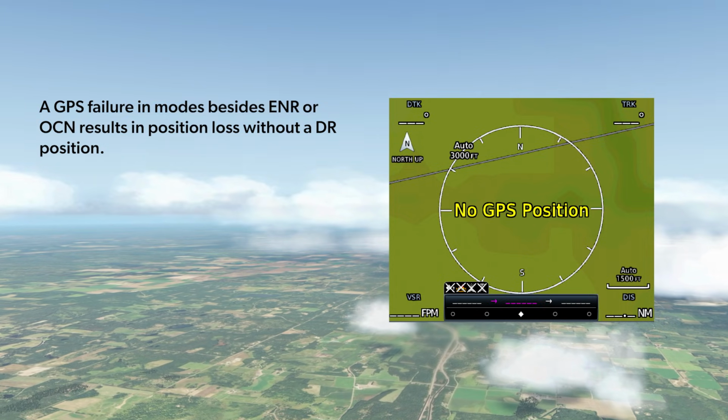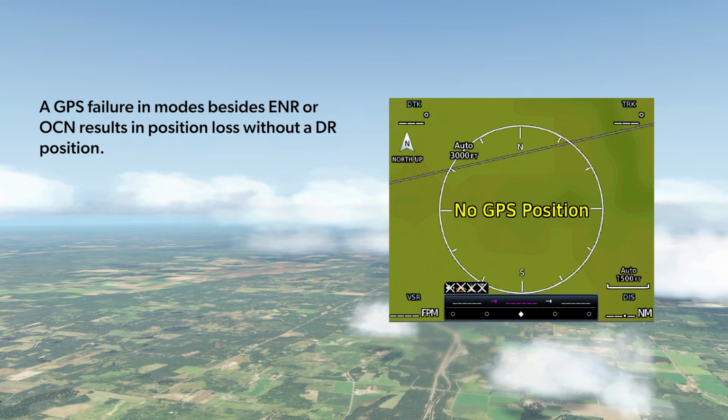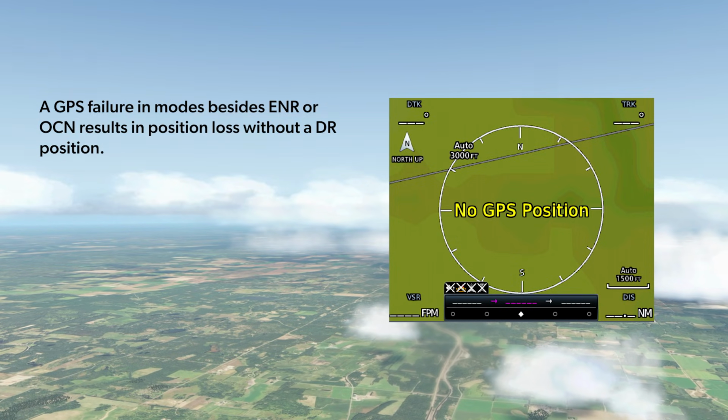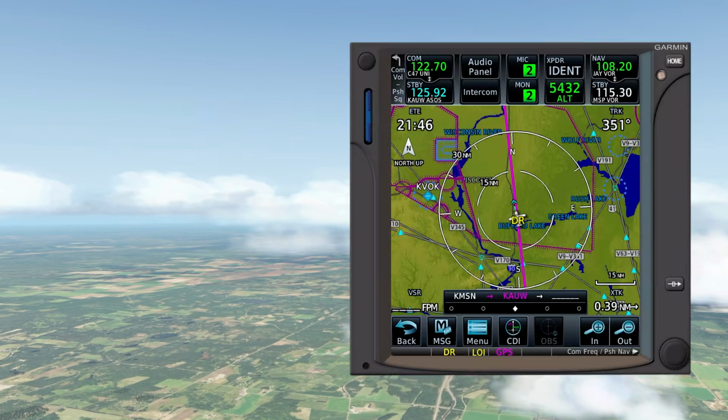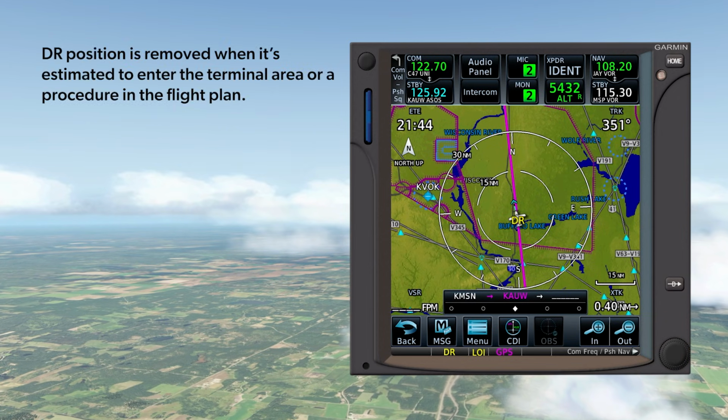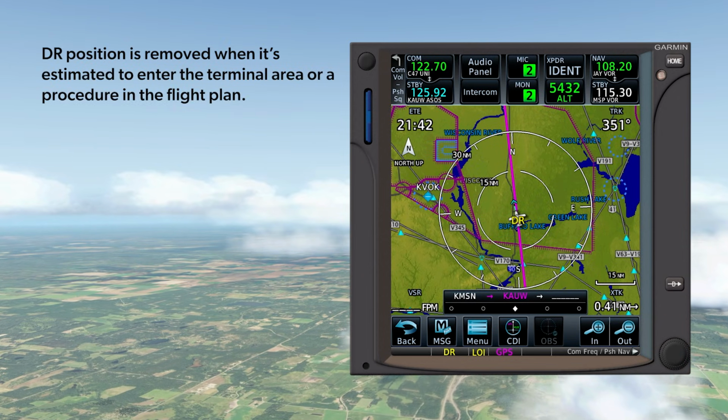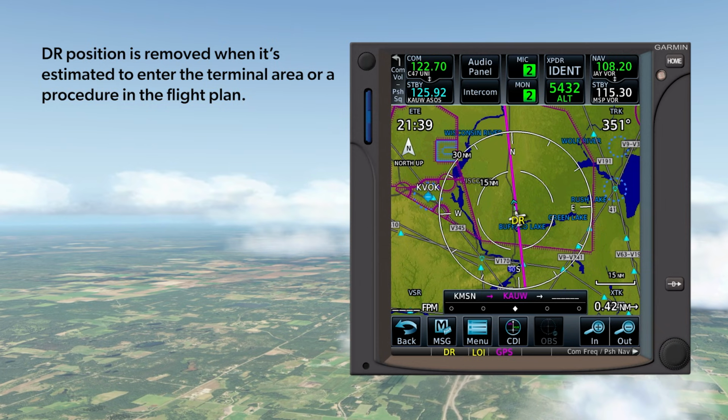So if you're in the terminal environment that is within 30 miles of departure or destination airports, or if you're on a procedure, then the GPS position will just be eliminated. And as we're in dead reckoning mode here, if we fly into the terminal area or onto a procedure, the dead reckoning position will go away.